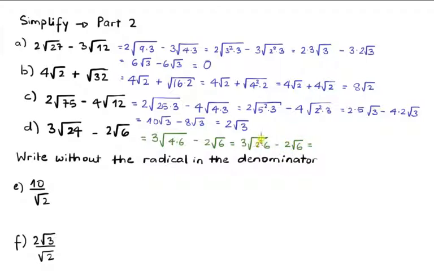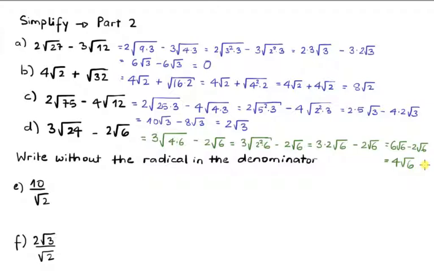Now I can pull the perfect square out of the root, exactly like I've been doing up here. So it's 3 times 2 square root of 6 minus 2 square root of 6, which is actually 6 square root of 6 minus 2 square root of 6. Now I have the same surd, so 6 minus 2 is actually 4 square root of 6. And there you have it.